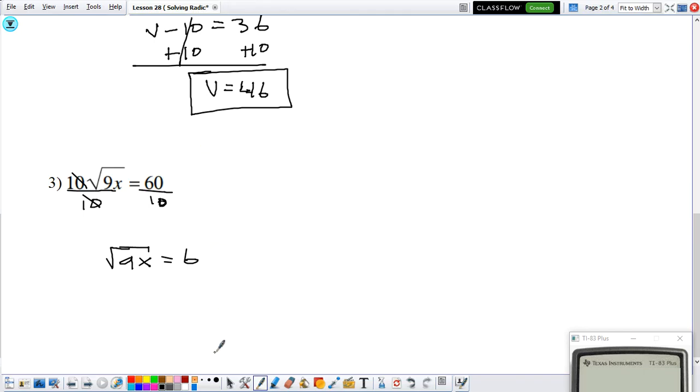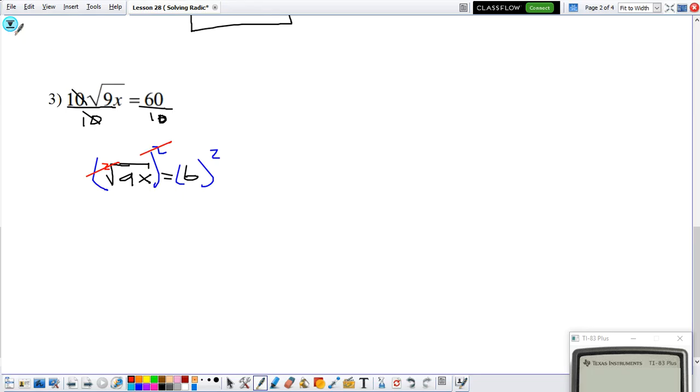So what do we have now? We have the square root. There's always a 2 there. If you don't see anything in the square root, there's always an imaginary 2 there. So to eliminate it, like we said before, you raise to the second exponent. So that's a 2. Now the square root is going to cancel out with the exponent. So what do we have now? We have that 9x is equal to 6 to the second, which is 36.